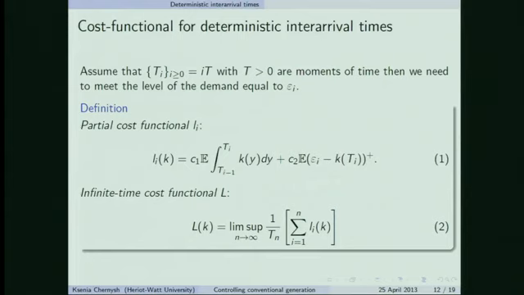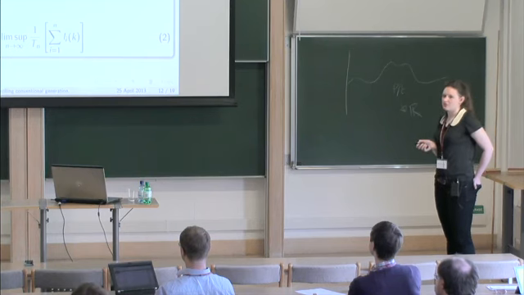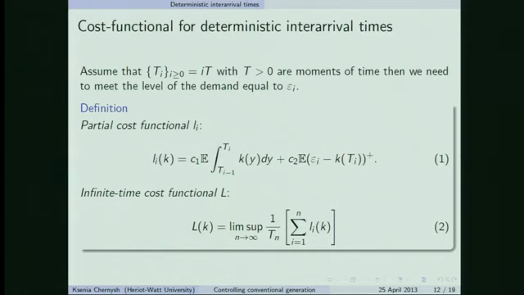What do we have here? Why do we have this expectation here? Because in general we want k to be a stochastic process. That's why this expectation is here. And this is the expectation with respect to this k and with respect to the distribution of this random variable. The thing we are looking at is an infinite time cost functional. So this is the average of how much money we spend to avoid these blackouts.